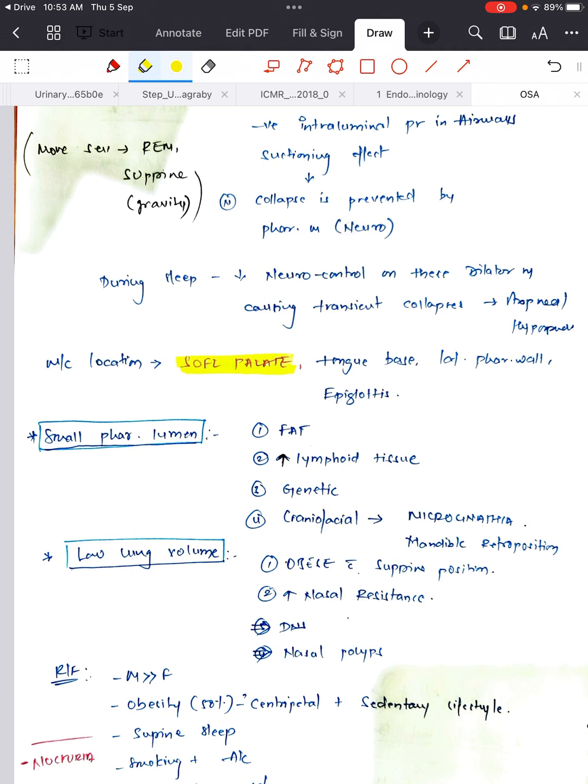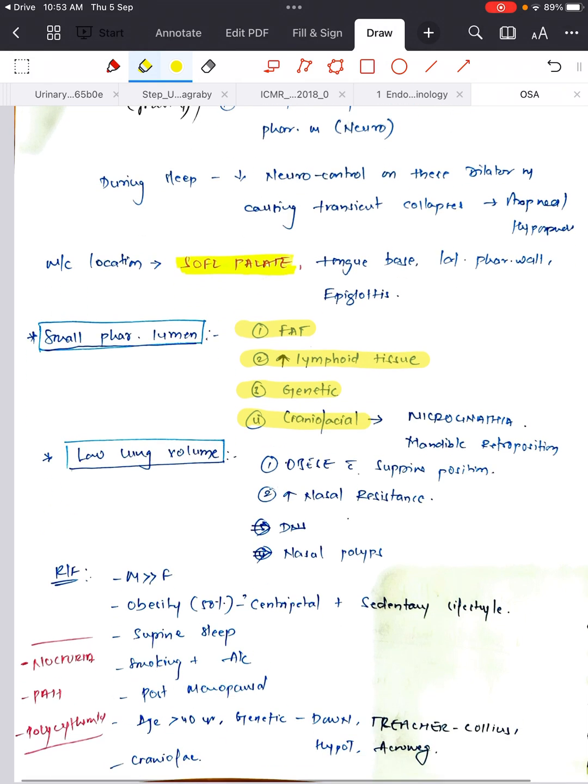If there is fat in obesity patients, or increased lymphoid tissue like enlarged tonsils, or genetic predisposition, or craniofacial problems, like some patients will have micrognathia or mandible retroposition, the mandible will go back, and that will cause an obstruction. Other than low lung volume conditions.